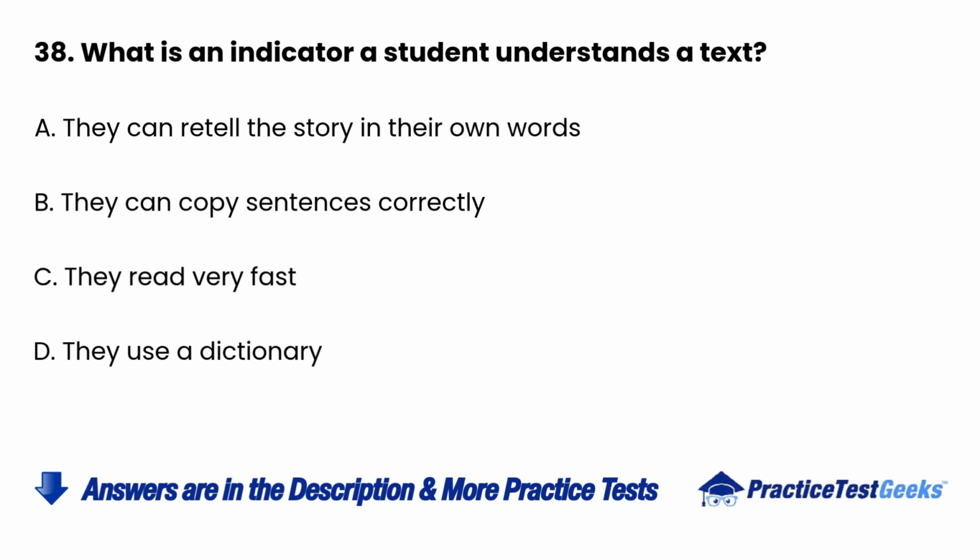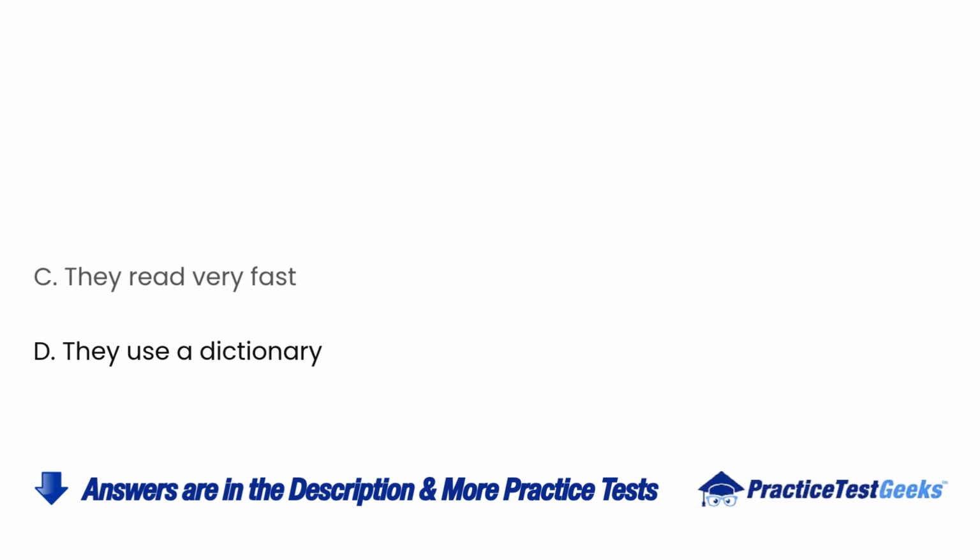38. What is an indicator a student understands a text? A. They can retell the story in their own words. B. They can copy sentences correctly. C. They read very fast. D. They use a dictionary.